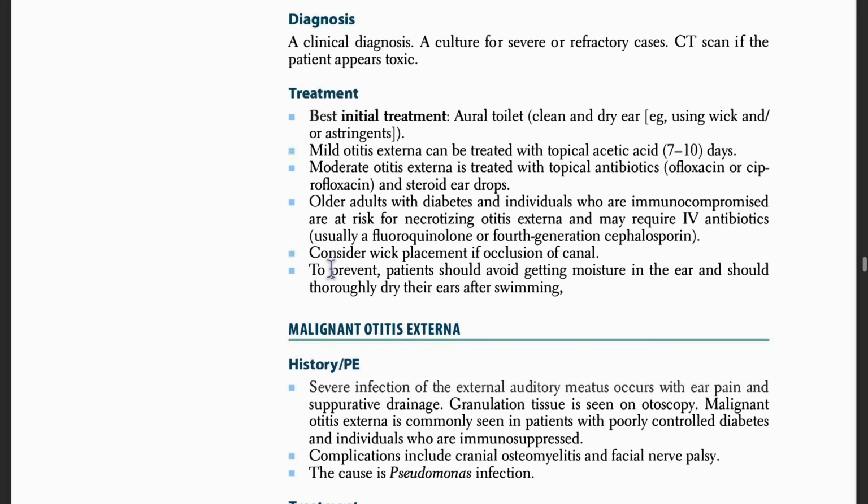Okay, sorry. So older adults with diabetes and individuals who are immunocompromised are at risk of necrotizing otitis externa and may require IV antibiotics, usually fluoroquinolones or fourth generation cephalosporin. Consider wick placement if occlusion of canal. To prevent it, patients should avoid getting moisture in the ear and should thoroughly dry their ears after swimming.